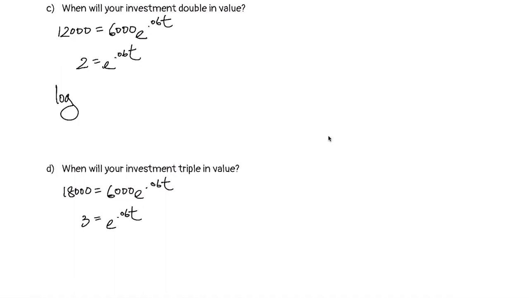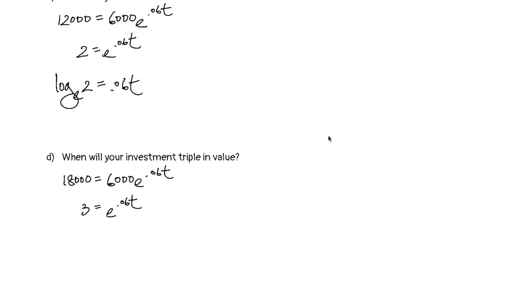The base is e, good. Okay, so log base e of 2 equals 0.06t. And if I do the same thing down here, log base e of 3 equals 0.06t.